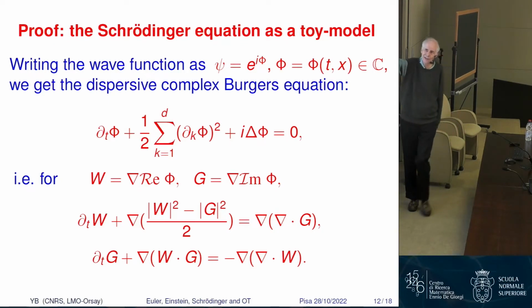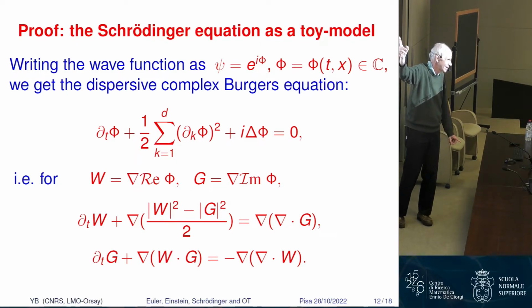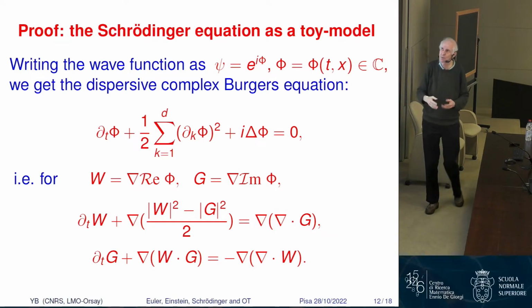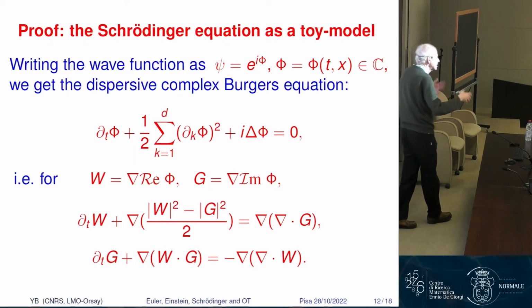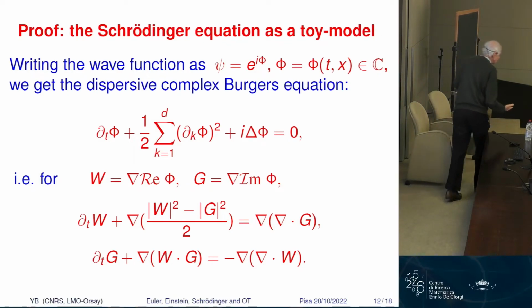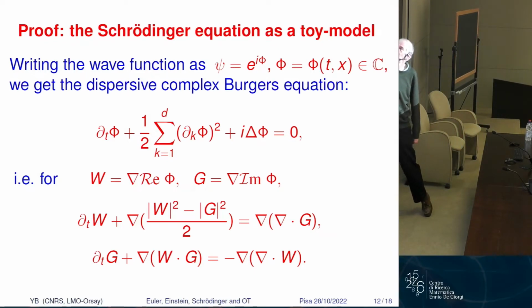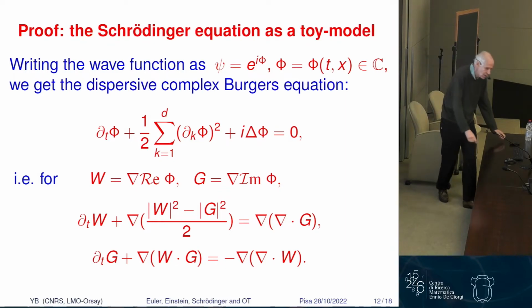In some sense, you take the gradient of this equation, because this is like a Hamilton-Jacobi equation. Actually, maybe I should have said, sorry, this is maybe a typo. This is Hamilton-Jacobi, because you have the square here. So I should have said the dispersive complex Hamilton-Jacobi equation. And here I do the usual trick of taking the gradient, and I get the complex dispersive Burgers equation. Okay, that's the first step.